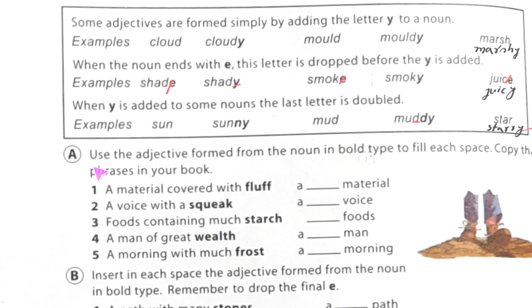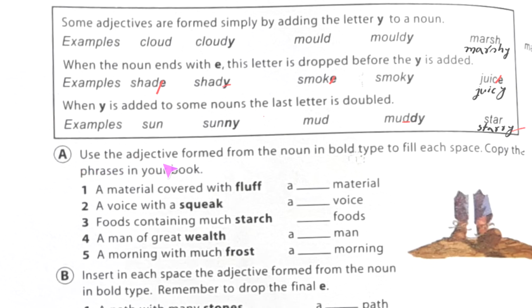Here is exercise A. It's written, use the adjective formed from the noun in bold type to fill each space. Copy the phrases in your book. I am not copying, I am just filling the blank. You will do this at your home. Here see, a material covered with fluff. Here I will add just Y with this bold word. So it will be a fluffy material.